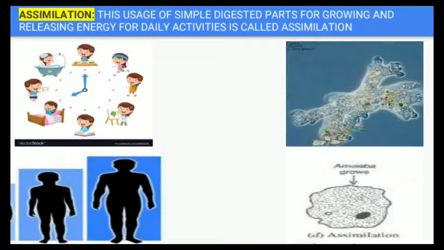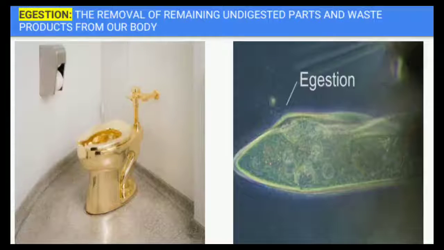Assimilation, that is, they use simple digested parts for growing also and for releasing energy also. Together it is called assimilation. So we use some part of food for producing energy and some part of food for building our body. We remove the remaining undigested parts and also the waste products produced in our body from our body. So we can see here a toilet. Funny to mention, it's a golden toilet, and then we have a paramecium here which is performing egestion. So as you can see, all the living things perform egestion.